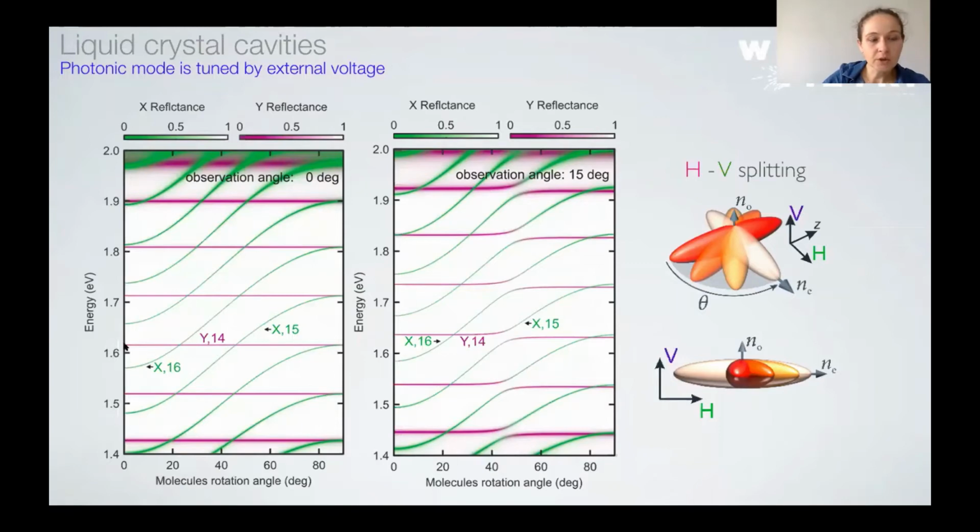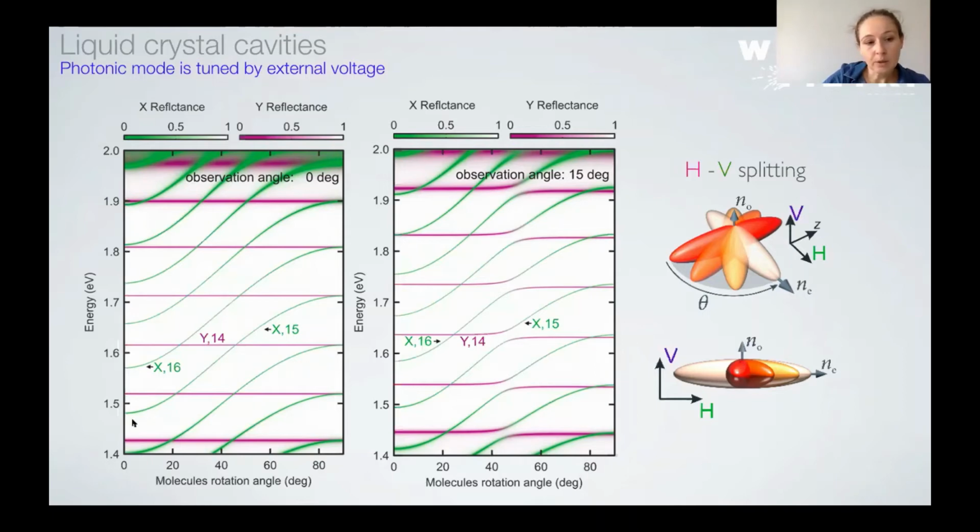I will demonstrate how the shift of the photonic modes looks when we rotate the molecule. We have many modes in our structure because we have a thick cavity. For example, when you concentrate on this mode, we observe that the V polarized mode does not change when we rotate the molecule, because the V polarized mode is along the ordinary index. So our wave feels the ordinary index that doesn't change.